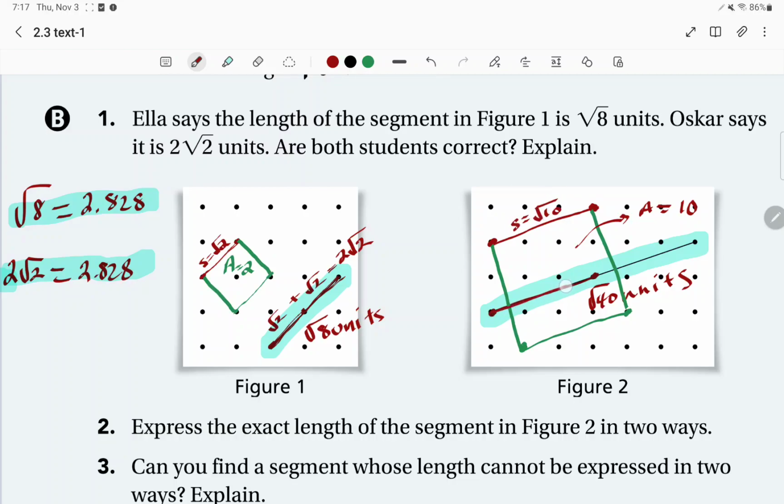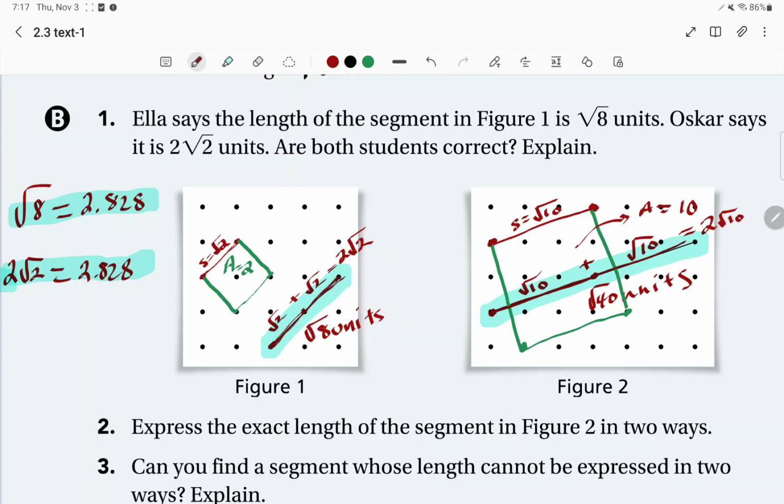Okay, so that means that this length right here also is the square root of 10, and this length right here is the square root of 10. And so the length of that total line is the square root of 10 plus the square root of 10, which is 2 square root of 10.